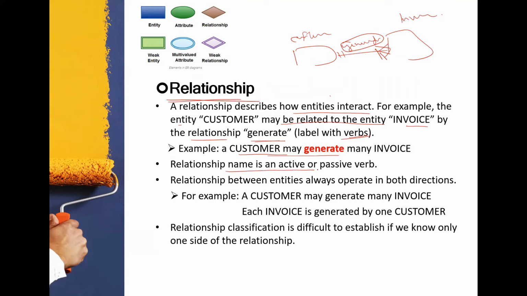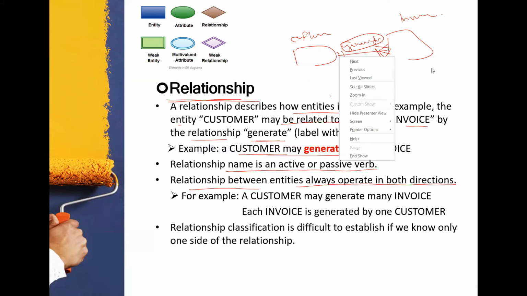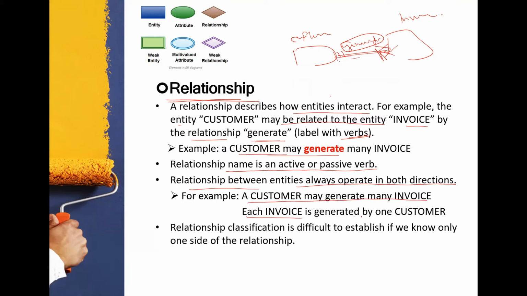Relationship name is an active or passive verb. Relationship between entity always operate in both direction. Ni, customer may generate, one customer can generate many invoice and one invoice can be generated by the one customer. Ni dia. A customer may generate many invoices. Each invoice is generated by one customer. Dia akan baca dua arah. Itu cara nak baca relationship.